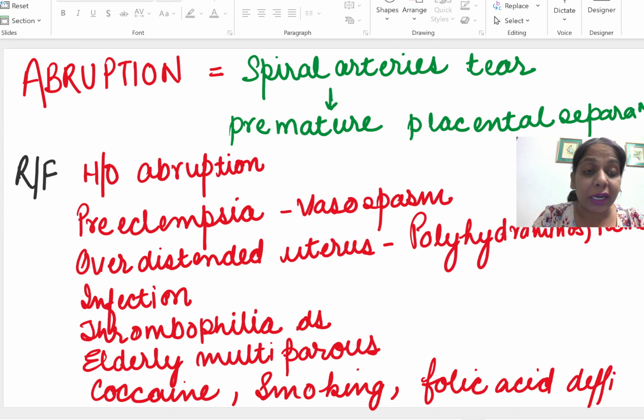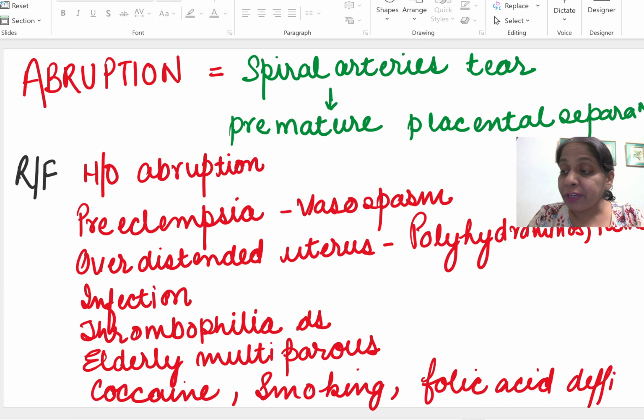Okay, these are all the causes. All this will also lead to the tear of the spiral arteries. Infection: just as we studied in vasospasm, there are inflammatory cytokines, the vasoconstrictor cytokines. In a similar way, in infection also there are inflammatory cytokines which lead to the spiral artery tear.